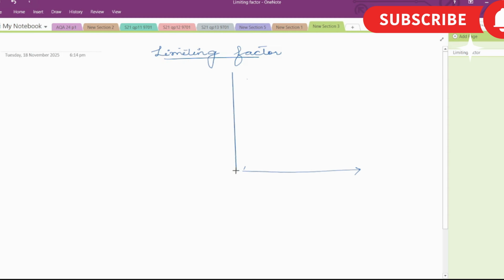Again, one more line. I don't know why I'm not able to select this.